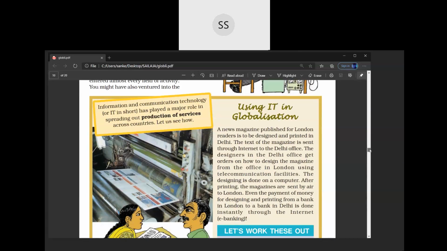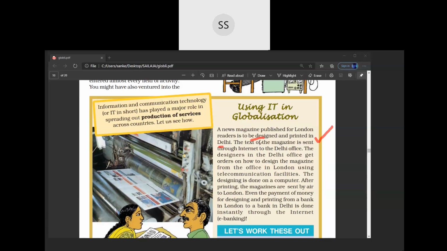There is a very good example, and you have to learn this example. Learn means you have to go through this example at least once or twice, so that whenever they ask you about the IT sector, how the IT sector is used in globalization, you can give this example. A news magazine which is published for London readers is to be designed and printed in Delhi. Now amazing, see, it's a London magazine. The readers are from London, but it is designed and printed in Delhi. So let's see how this is done.